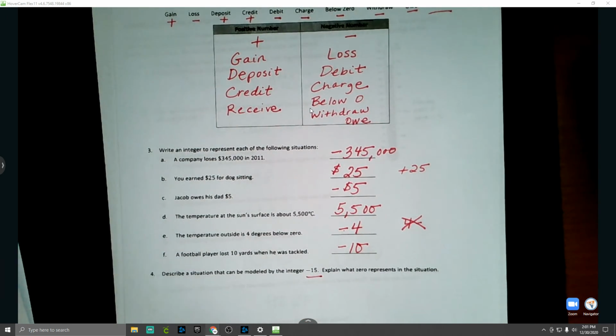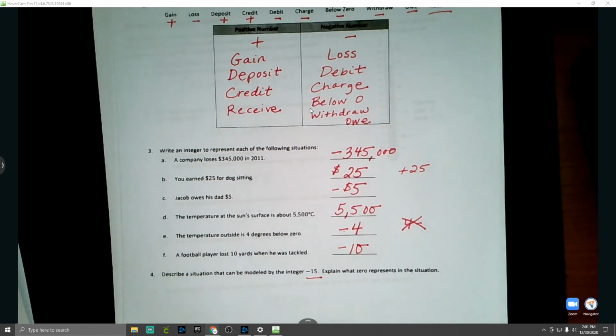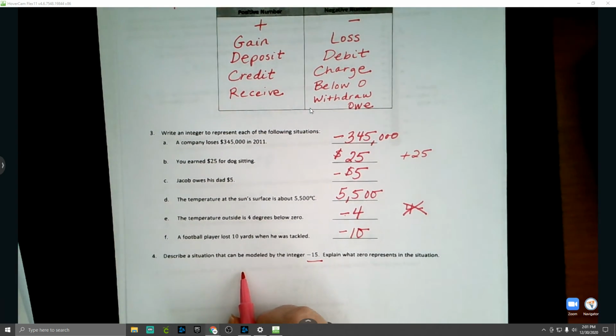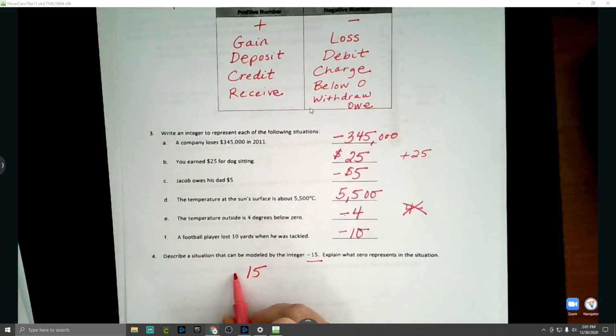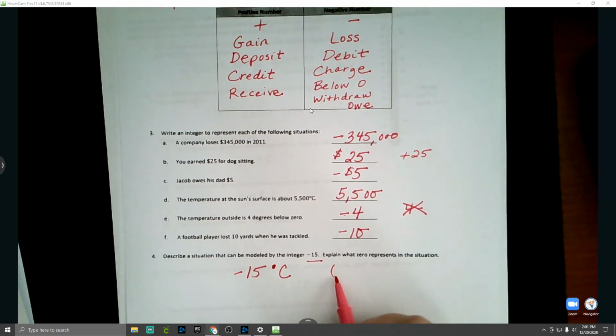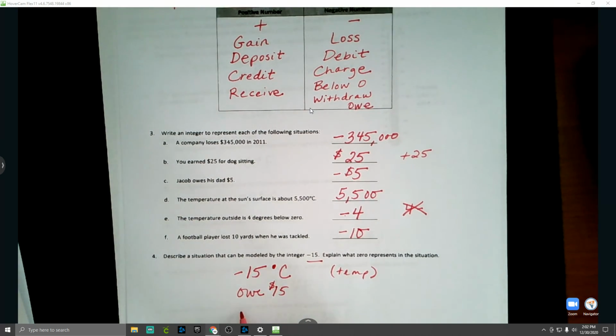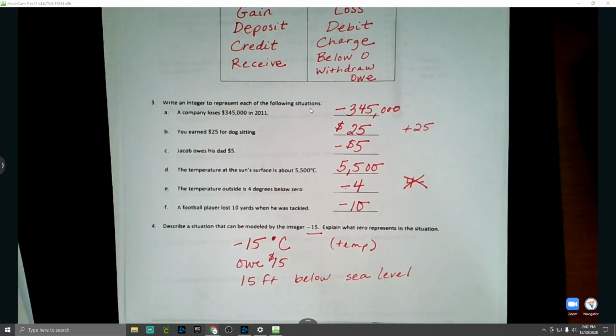All right, so describe a situation where you have negative 15. Explain what the 0 represents in the situation. So anytime I think of negative, I think of 15 degrees outside. So temperature. Or you owe someone money. Or 15 feet below the sea level or the water level. A loss of 15 yards in a football game.